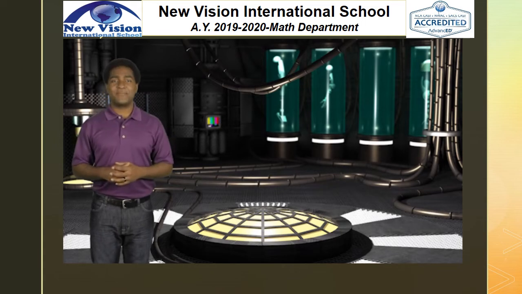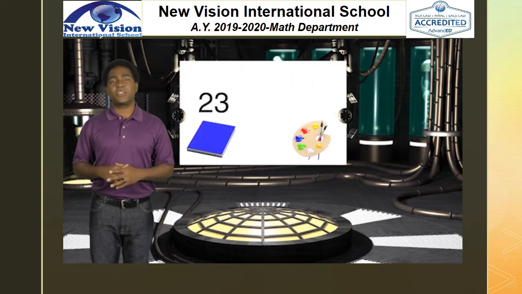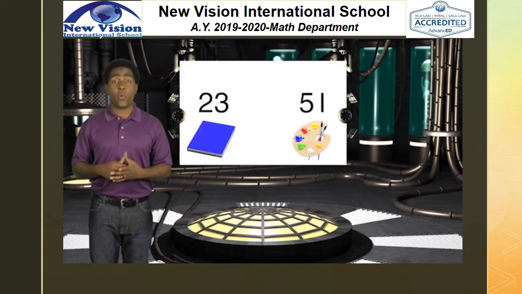Hi mathematicians. You are getting really good at working with units of time. But what if you need to add together the time from two different activities? Or find the difference between two amounts of time? Let's try it. Let's say it took you 23 minutes to read a book and 51 minutes to work on an art project. How much longer did you work on the art project than read the book?